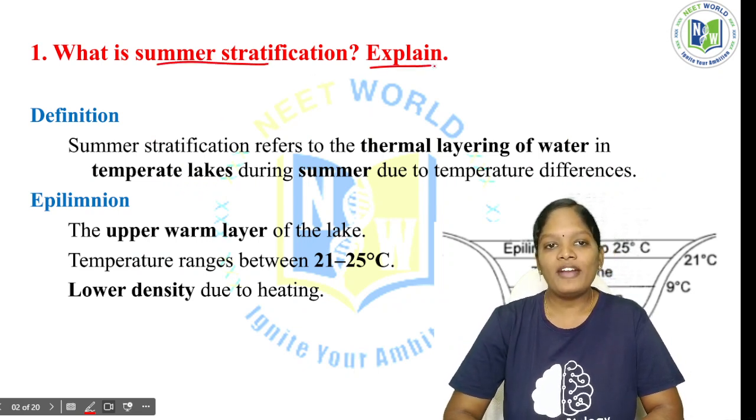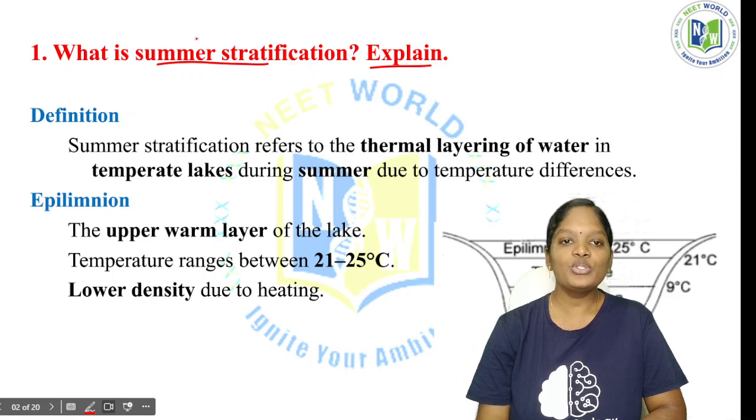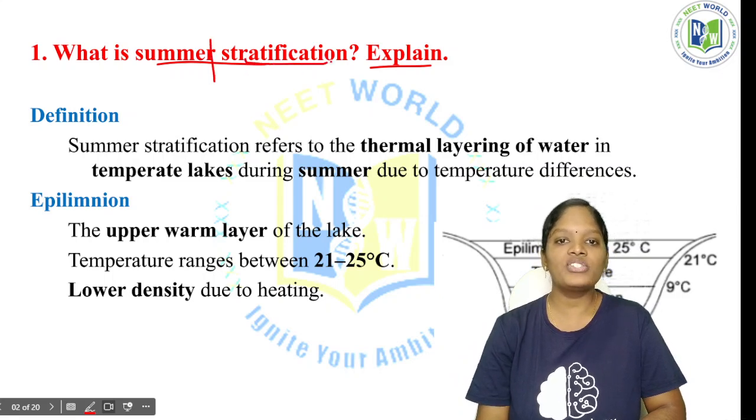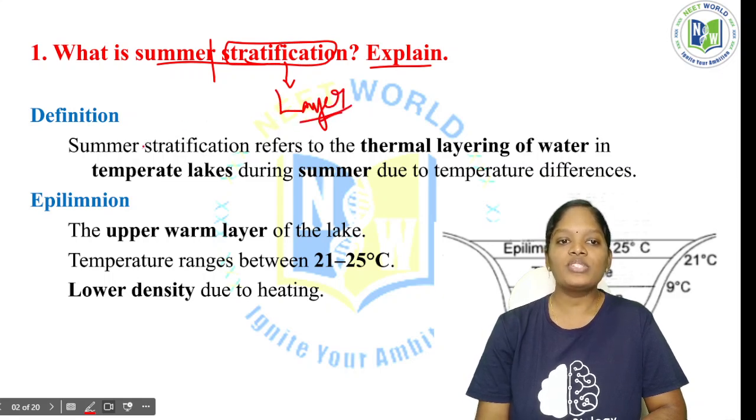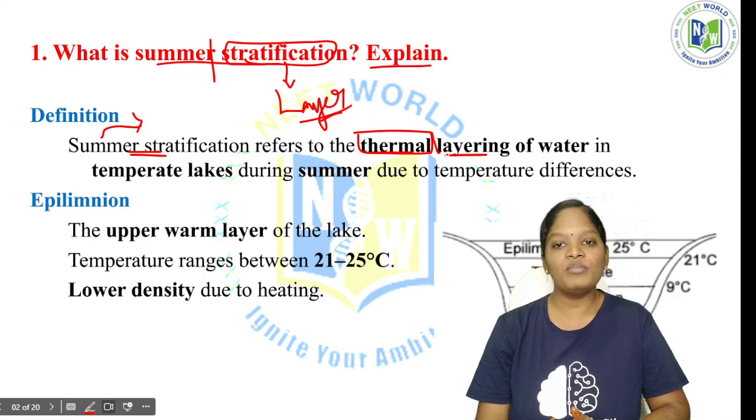The question demands you to define summer stratification. You have to explain the definition, define it and elaborate a little bit. First you should know summer is a season, and stratification means layer. So summer stratification refers to thermal layering. Summer in the sense we feel very hot; thermal refers to temperature, and stratification means layering.